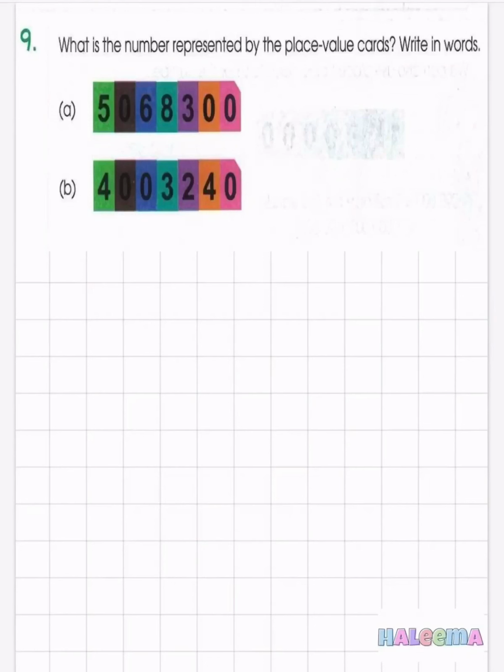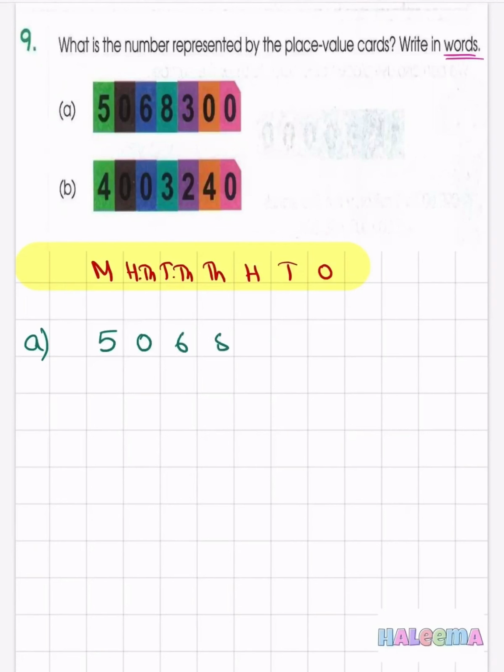That's it. Moving on to the other question, it says, what is the number represented by the place value cards? Write in words, right? The first thing that we need to do is to write the place value chart. This is very important. If you know this, you're going to ace everything, inshallah. Let's start off with part A and divide the number into 3 parts again. 5,068,300, right? I'll say it again, 5,068,300. Now let's write it in words.